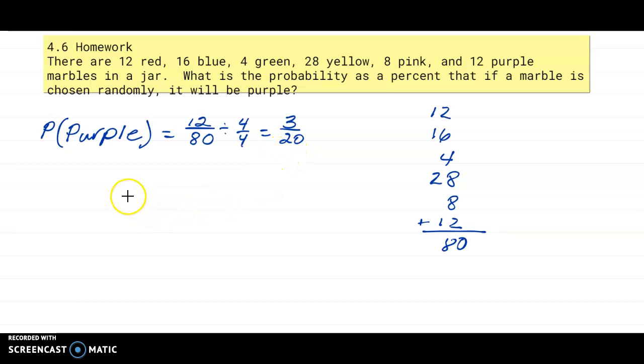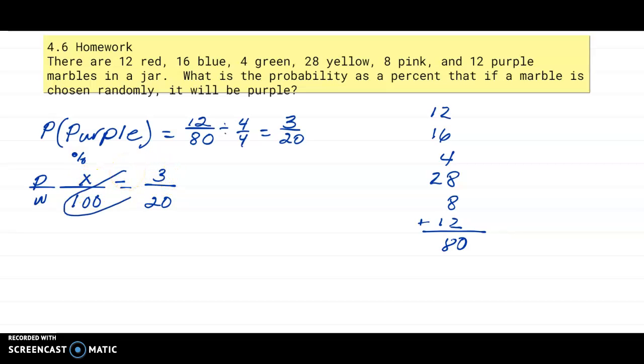3/20ths into a percent. The way that you're shown on the homework sheet is to set up a proportion, part over whole. And we always make our first ratio a percent. So I know I'm going to put 100 down here, and this is going to be 3 out of 20. So this is our x. This is the number we're looking for, the part of the percent.